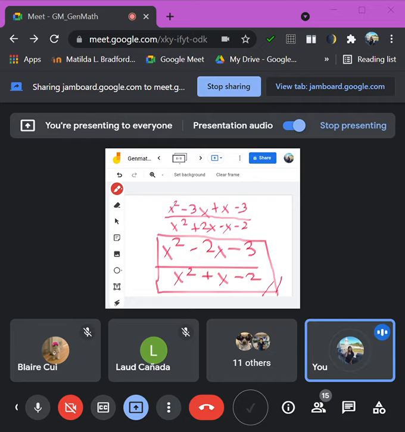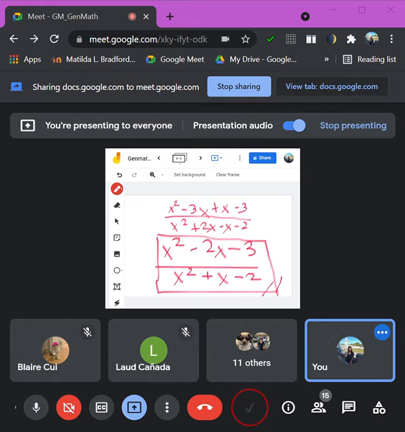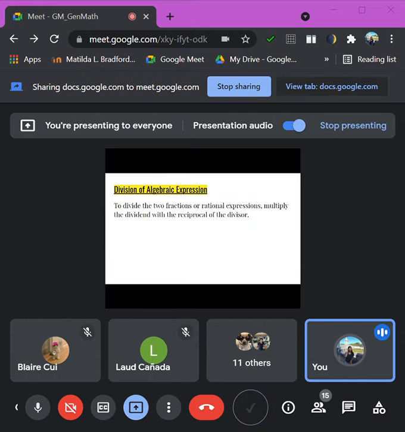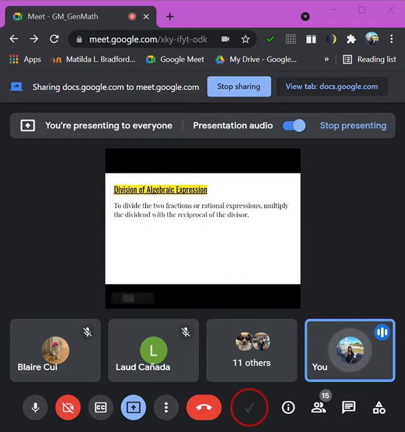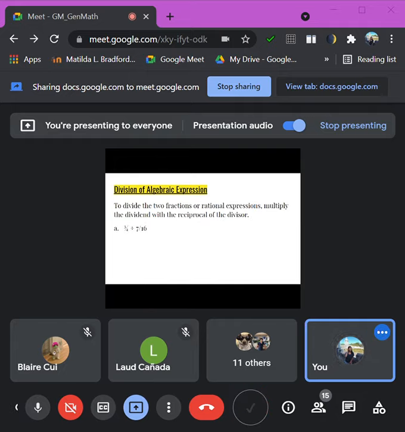Okay. If there are no questions, now let's go over with our division of algebraic expressions. To divide two fractions or rational expressions, we are going to multiply the dividend with the reciprocal of the divisor. So let's look at what the reciprocal of our divisor is. The divisor is the second given. So this one.